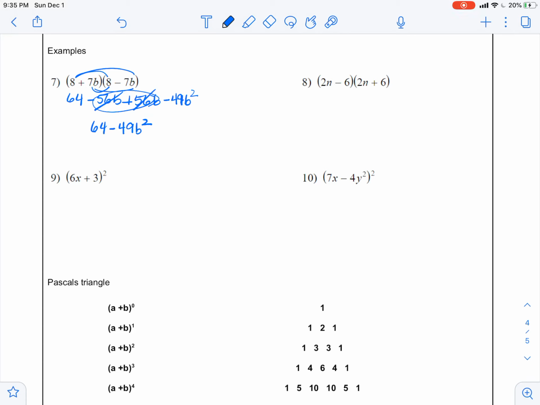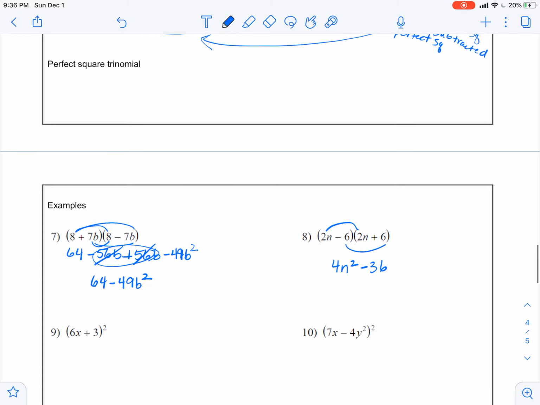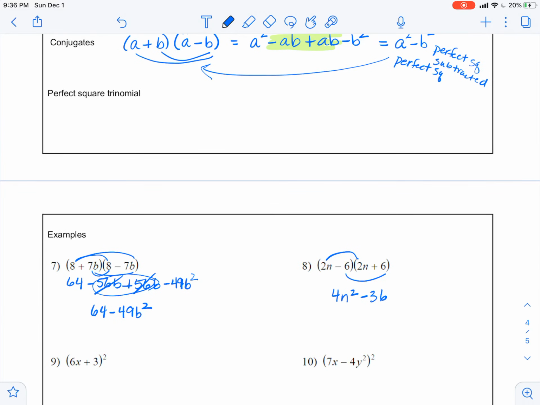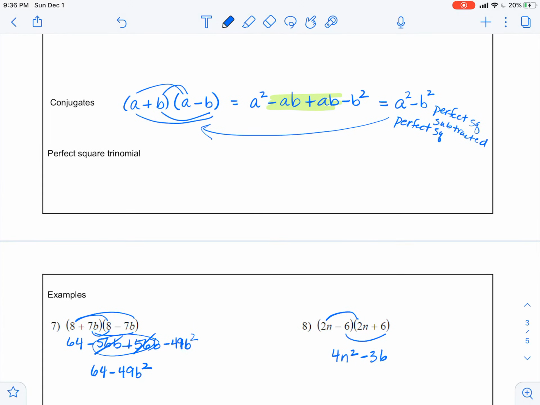So in this case, we notice that they are conjugates of each other. They are exactly the same thing with just the negative, and so first and last is all I need to do. So that would be 4n squared minus 36. And do you notice how both 4 and 36 are perfect squares? Over here, 64 and 49 are perfect squares. Okay? So that is one of the specials. In multiplication, it's not as important, but if you understand the multiplication, going backwards to factoring makes it a lot easier.